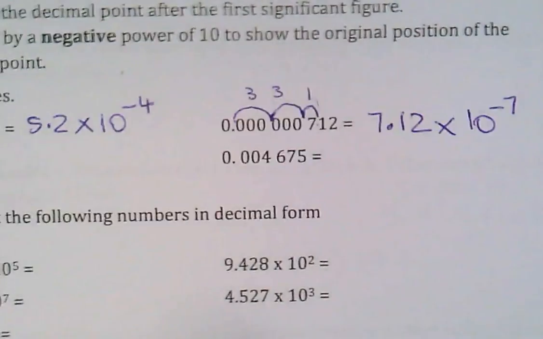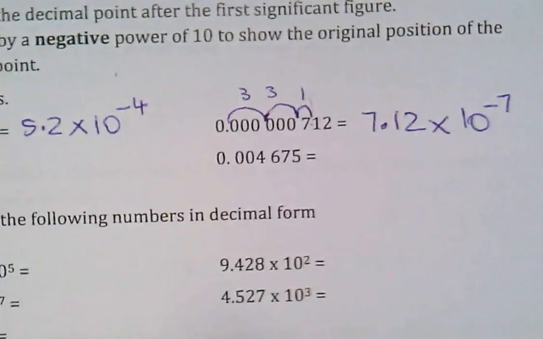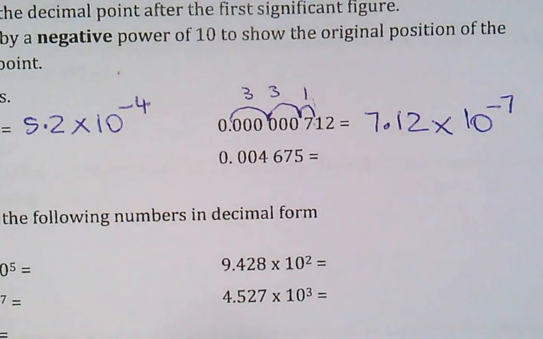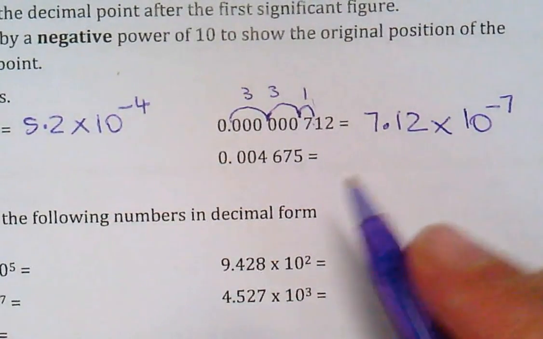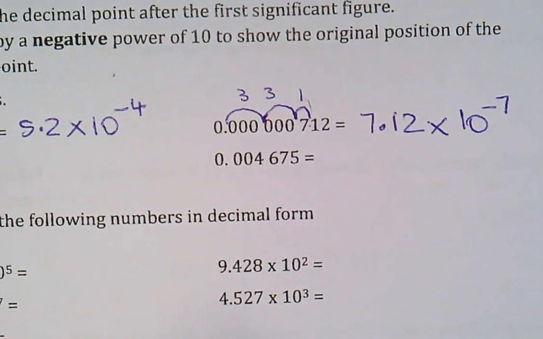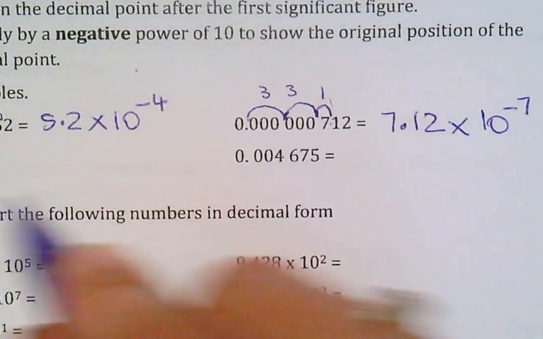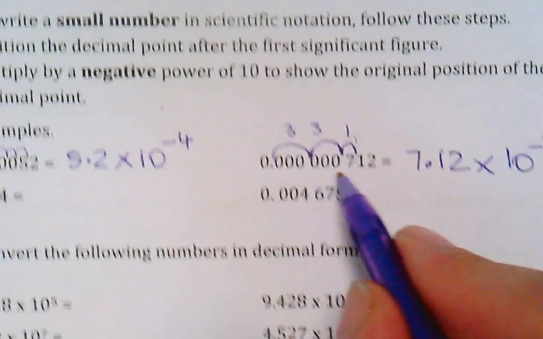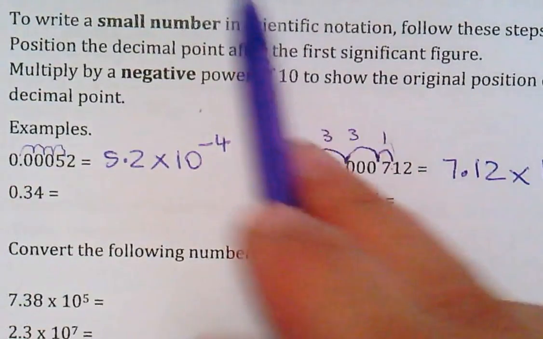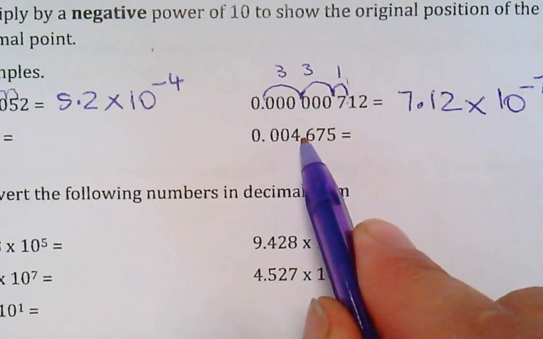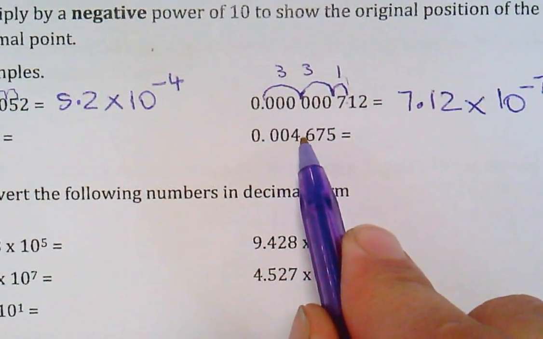Good. Now, whoever likes the second method, let's do it their way, because sometimes that works better, because you count backwards and you know it's negative. I'm going to do this one. They say to position the decimal point after the first significant figure. They're saying the point really should go here. Yes.